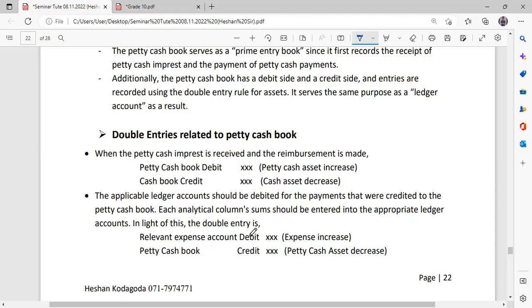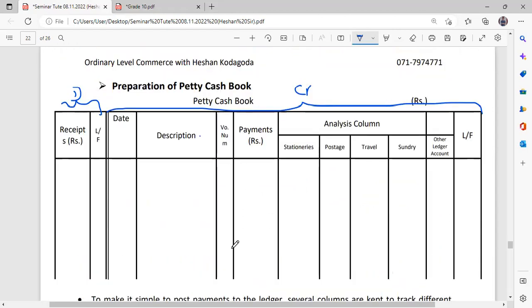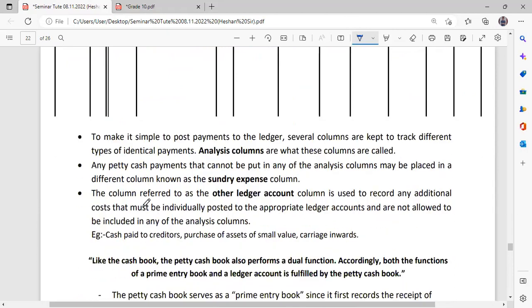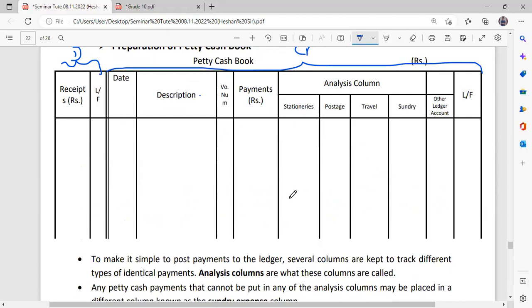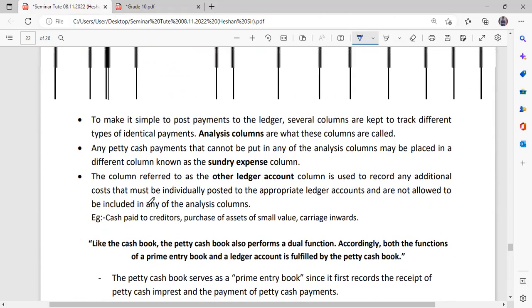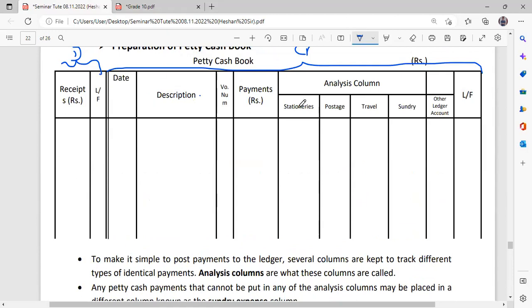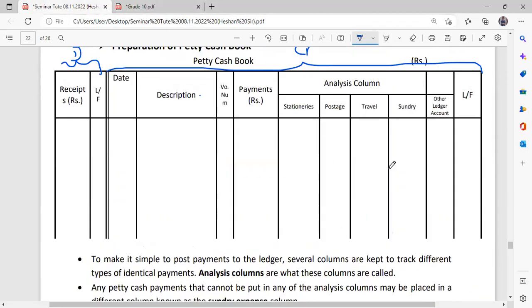In light of this, the double entries. Now you know what the double entry of petty cash payment is. Since the petty cash book performs as a prime entry book and as a ledger account, for the petty cash book credit we need to debit the relevant accounts in the ledgers. How do we debit? We get the total summation of the analysis columns and we debit it. We only need to write the debit entries in the ledger accounts. Why? Because this is the credit entry, right? Since this is also considered a ledger, right? And also these are the analysis columns.